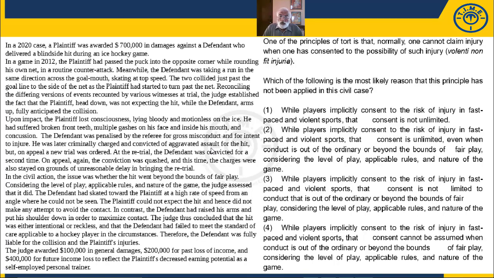One of the principles of tort, civil wrongs, is that normally one cannot claim injury when one has consented to the possibility of such an injury. Volenti non fit injuria is the Latin term. So if the person had voluntarily implied that he is actually going to accept the risk, then he cannot claim injury. So why is it that this principle has not been applied in this case?